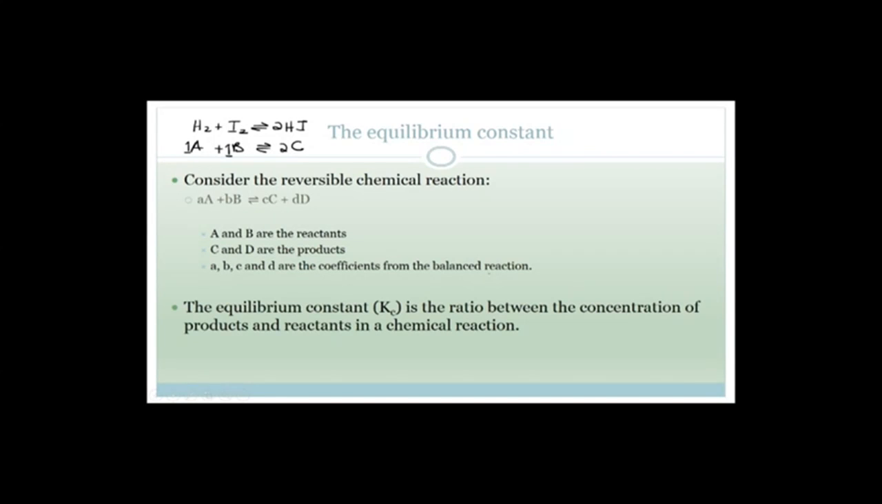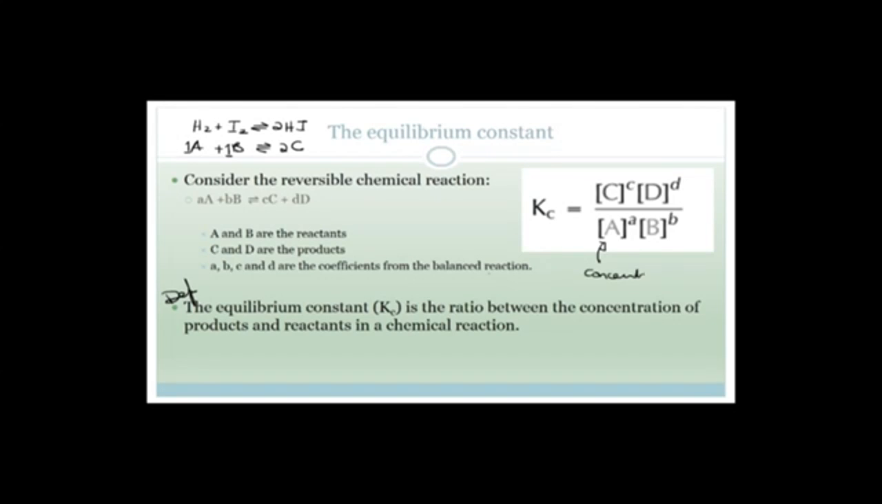Now the equilibrium constant, this is the definition, is the ratio between the concentration of the products and reactants in a chemical reaction. It's given by this, where Kc is the concentration of the product to the power of its coefficient, multiplied by the concentration of its other product to the power of its coefficient, divided by A to the power of a, B to the power of b. And remember that these square brackets mean concentration of.